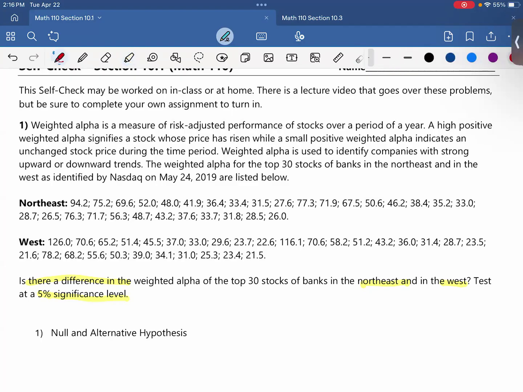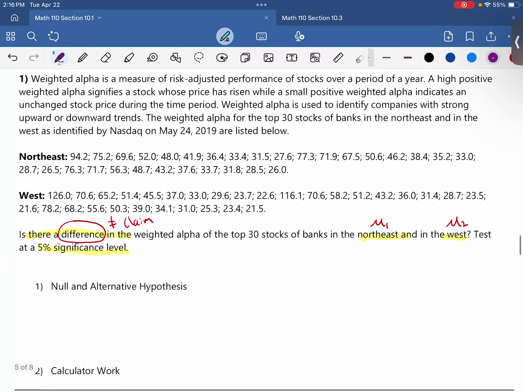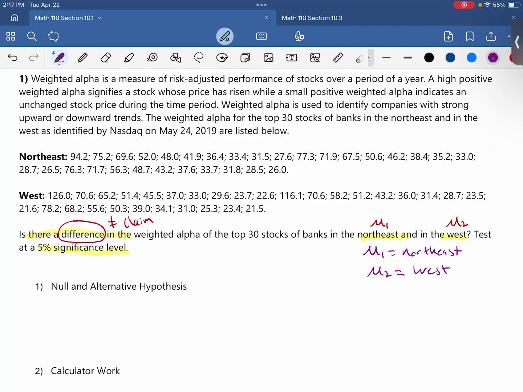So a couple of things here. When I read that word, is there a difference? To me, what that means is not equal to. And that's going to be our claim, not equal to. We want to know if there's a difference. Northeast would be my mean one, and West would be my mean two. We could write that out off to the side: mean one is Northeast, and mean two is West. That means our first population is Northeast and second population is West.